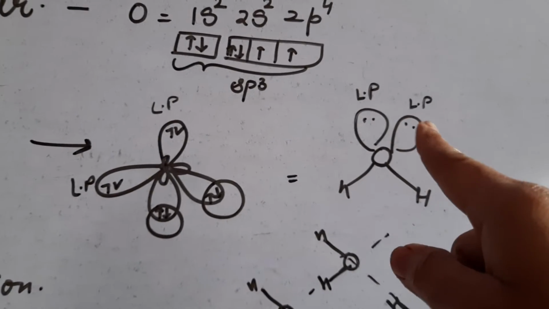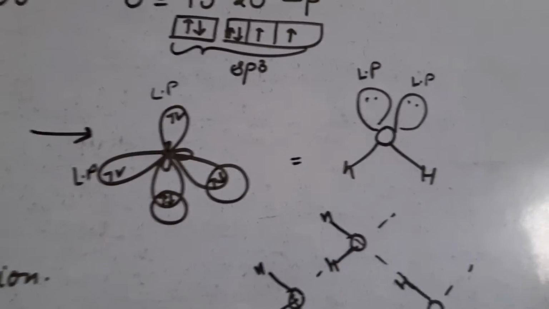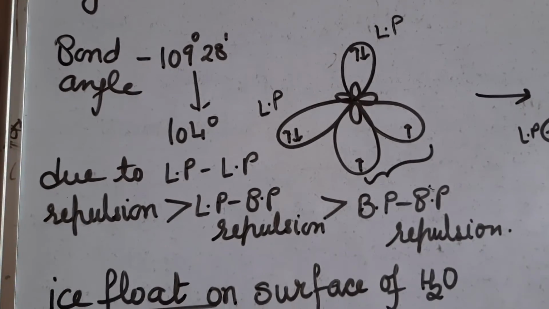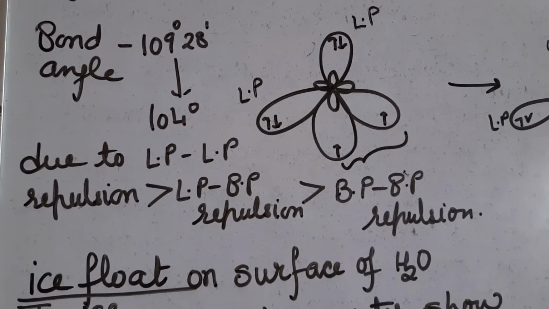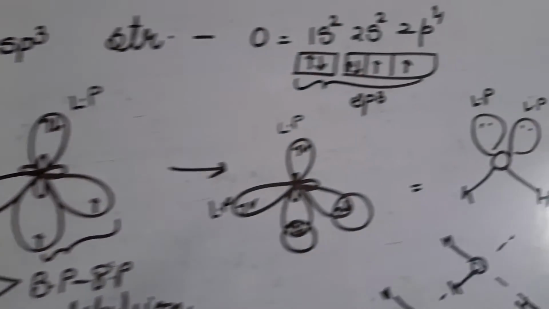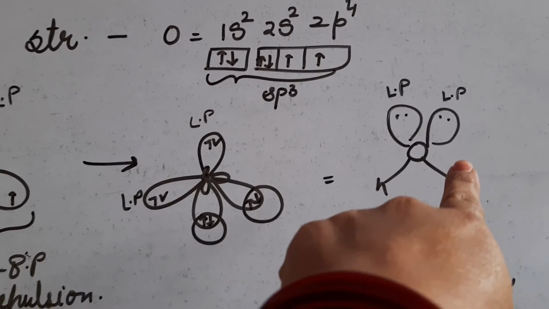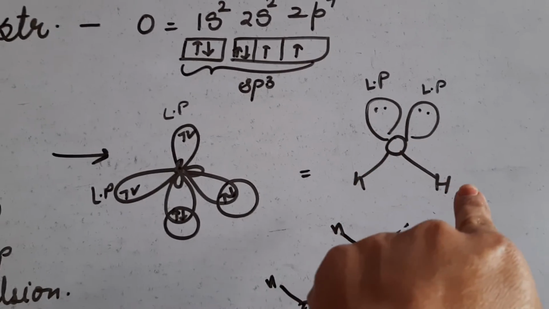In water there are two lone pairs and two bond pairs. In water, hybridization is sp3, but the bond angle is 104 degrees, not 109 degrees. The reason behind this is lone pair repulsion. See here, there are two lone pairs and two bond pairs. In water, lone pair-lone pair repulsion, lone pair-bond pair repulsion, and bond pair-bond pair repulsion are present.